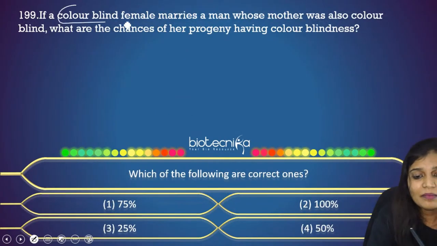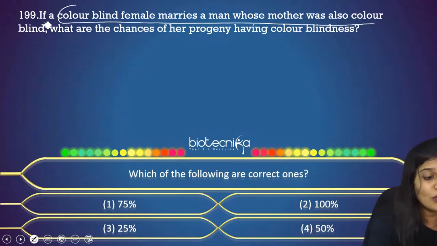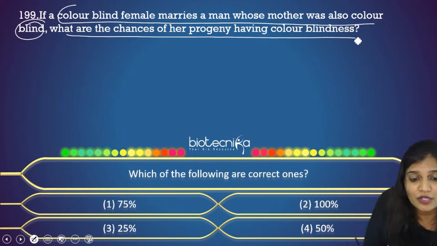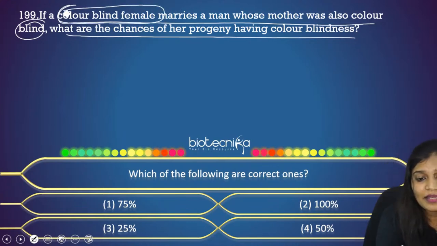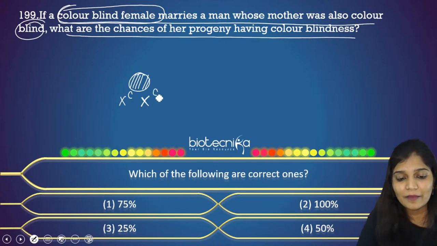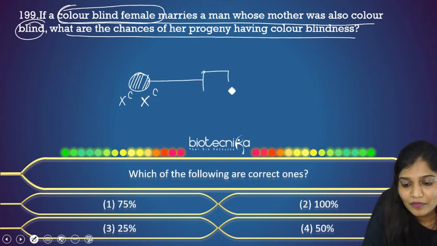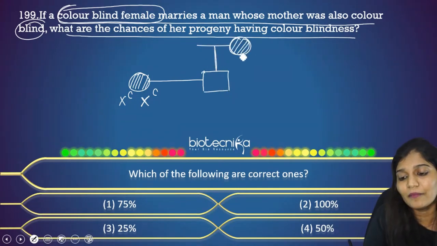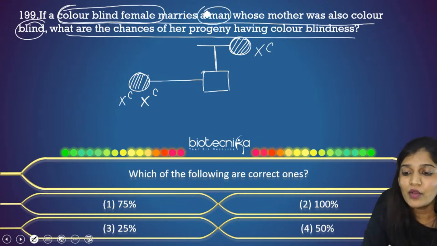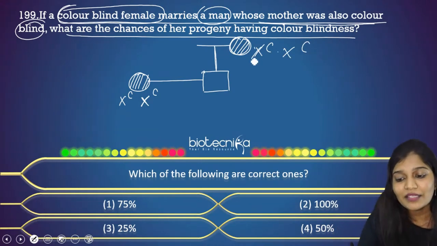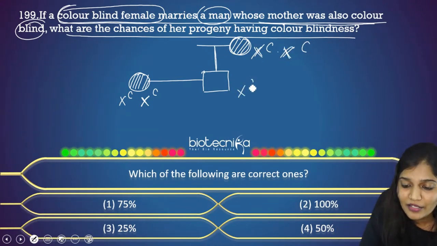Okay. If a colorblind female marries a man whose mother was also colorblind, what are the chances of the progeny being colorblind? Easy question, very easy question. Let's write, this is a colorblind female. So she is colorblind, which is XCXC. She has both alleles colorblind, and she marries a man. This man's mother is colorblind. Just understand, if the mother is colorblind, ultimately the son is also colorblind.